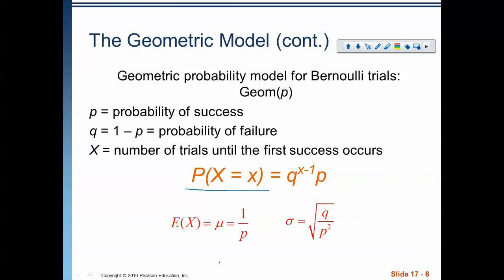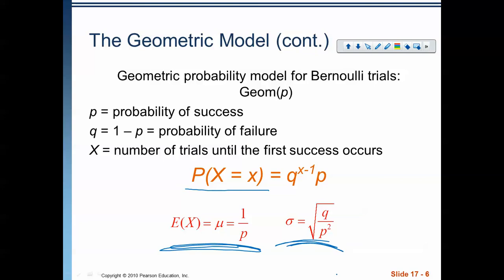All right, so there is our formula for that. P(X = x), the probability that the random variable equals a specific number, equals the probability of failure to the x minus 1 times the probability of success. And I want you to notice down here that the expected value and the standard deviation of the model have specific formulas.